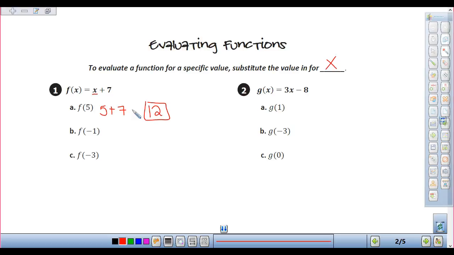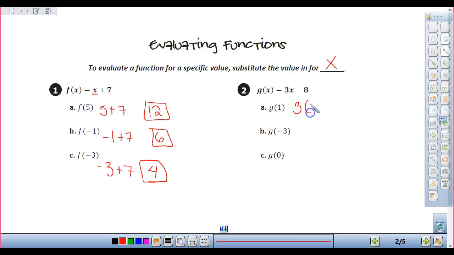And all that means is that when we plugged in 5, we got 12. Nothing real major. Now we put in negative 1. So negative 1 plus 7 is 6. And then negative 3 plus 7 is 4. We're just plugging these in for our domain, to see what we get out of it. So here, g of x, same thing. Sometimes they use g's, sometimes they use h's. All the same thing.